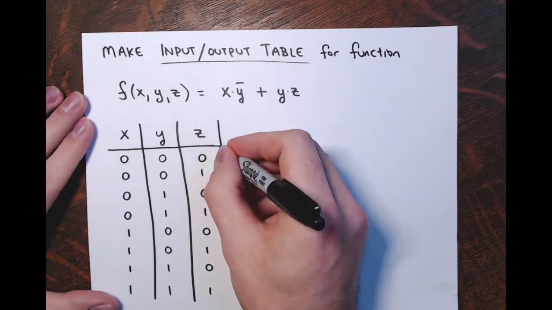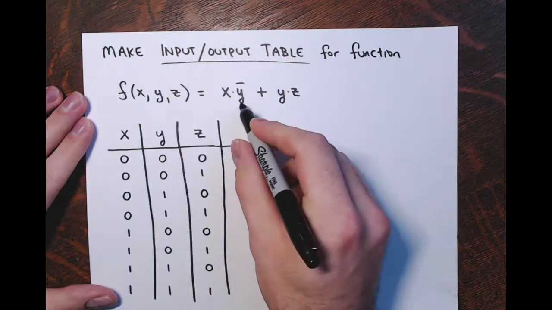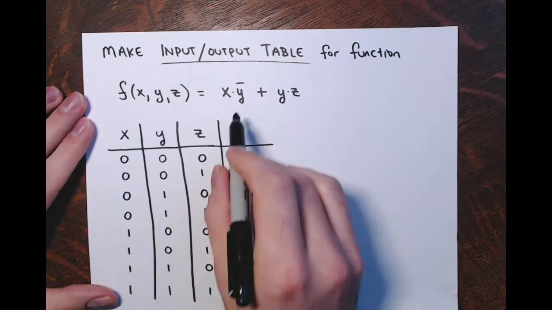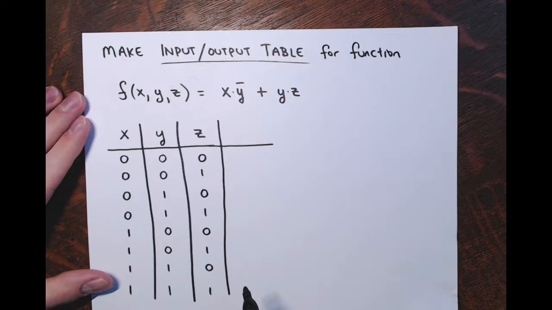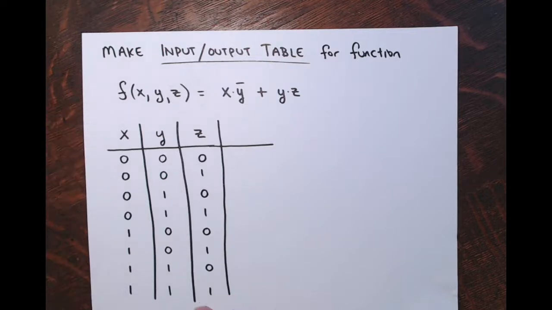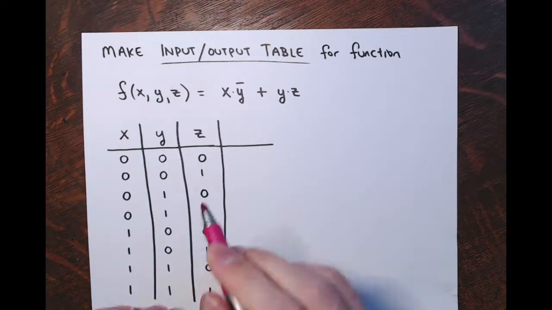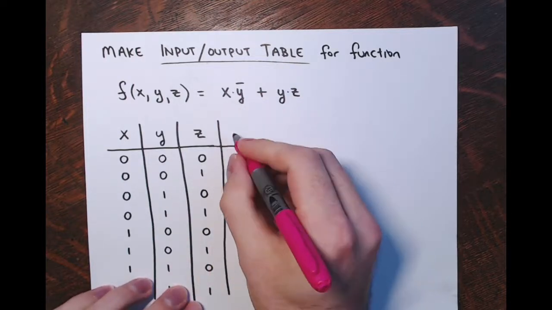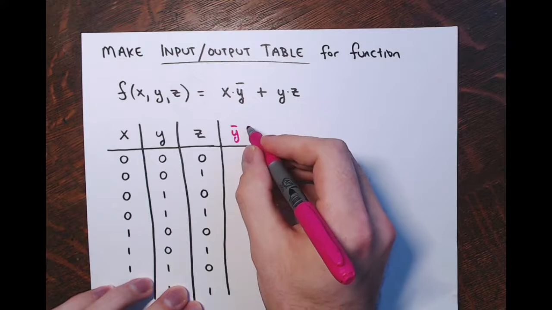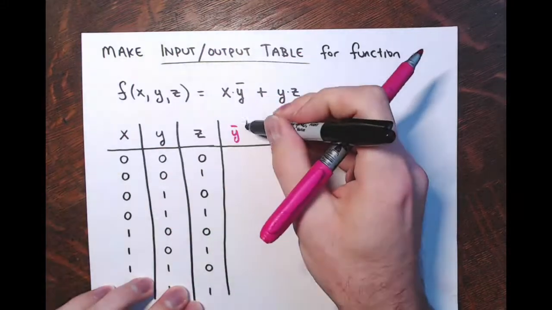Now, you could just take this expression here and plug these in and tell me what the output is. That might take a while. I mean, this expression isn't that big, so it would be pretty easy to do. But another thing you could do is like our truth tables before. I could make a column for not y, the complement of y here. And I'll do these in different colors.